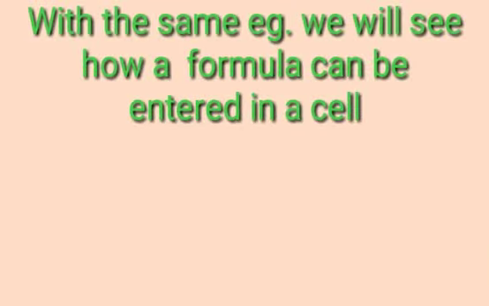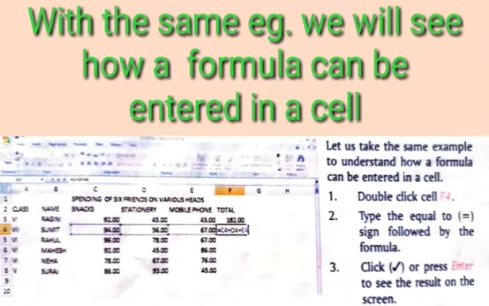With the same example, we are going to see, children, how a formula can be entered in a cell. First step, double click the cell F4. Second step, type the equal to sign followed by the formula. Third step, press enter to see the result on the screen.